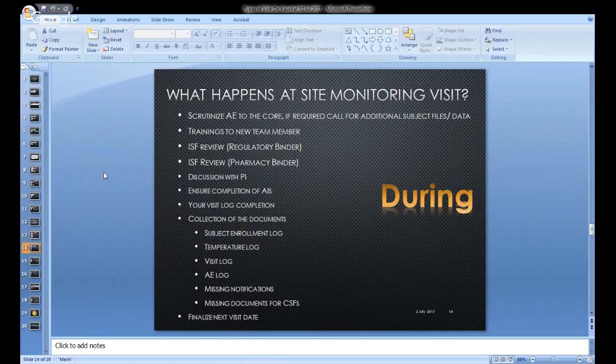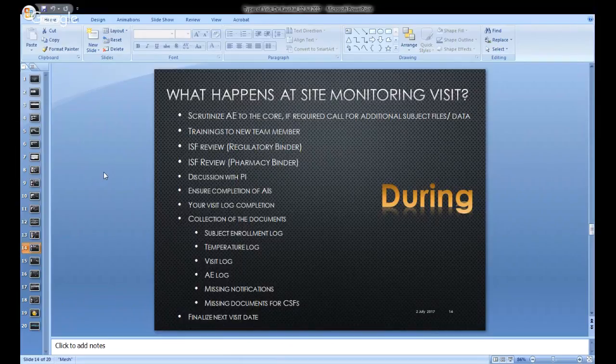Your visit log completion. Yes, you as a monitor, now it's your responsibility to ensure that you sign across the visit log and get it countersigned by an investigator or the responsible site staff so that your visit is documented.